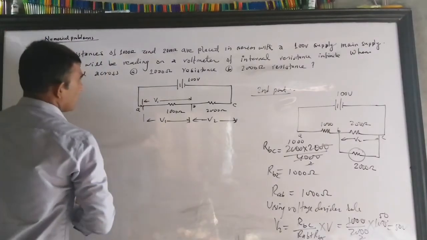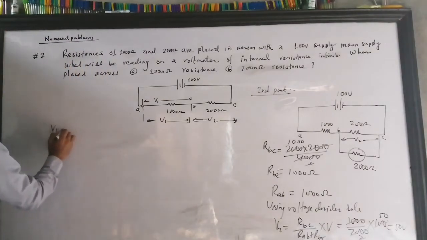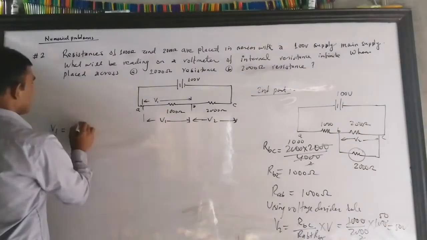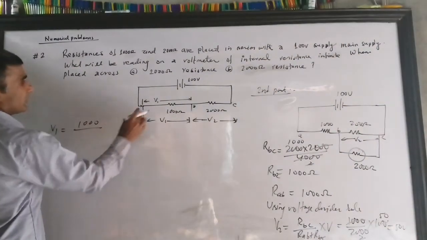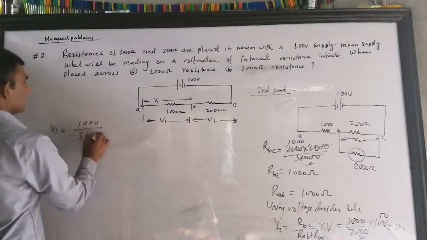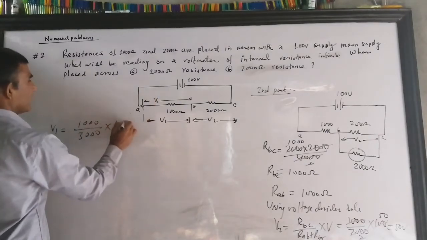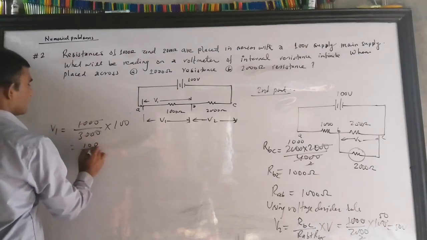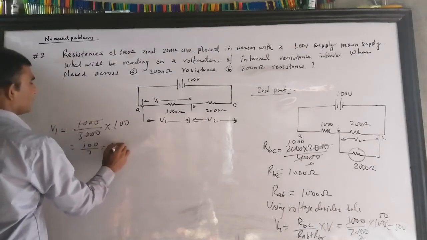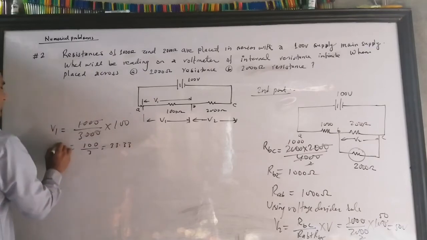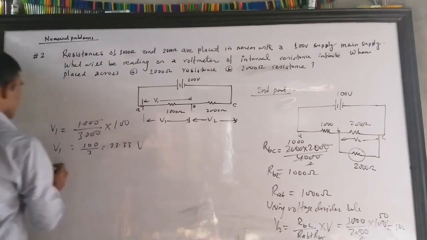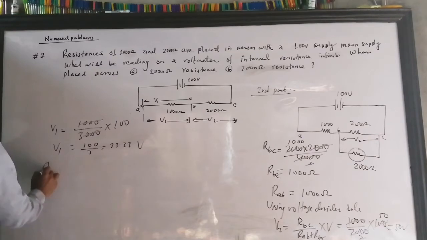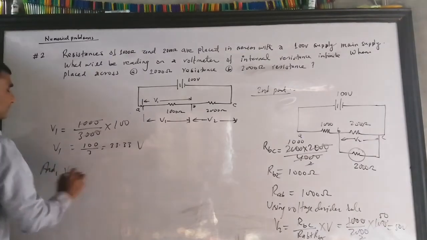This will be so easy now. Very simply you can find V1 equals the voltage divider. This is 1000, 1000 divided by total 3000, and total voltage is 100. So you got 100 upon 3, that's maybe 33.333 and so on. So this much volt. And likewise, the voltage across, that's V2.